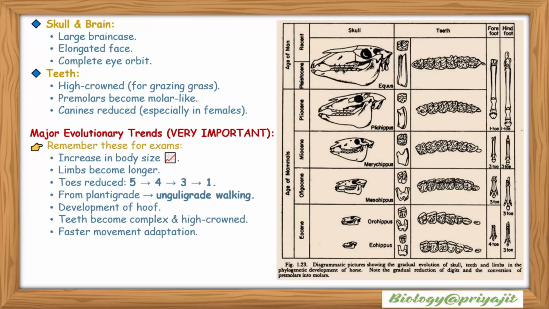Major evolutionary trends of horses, which is very important for examination purposes. They increased in body size, limbs became longer, and toes reduced in such a way that 5 to 4, 4 to 3, 3 to 1. From plantigrade to unguligrade walking, development of hoof, teeth became complex and high crowned, and faster movement adaptation.